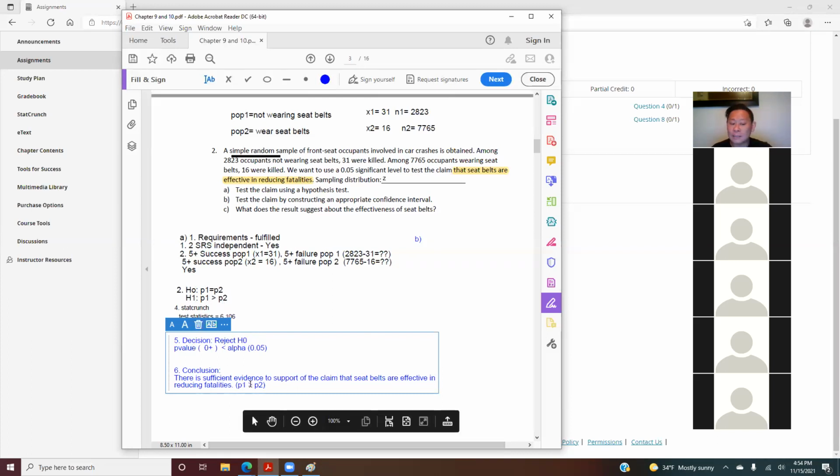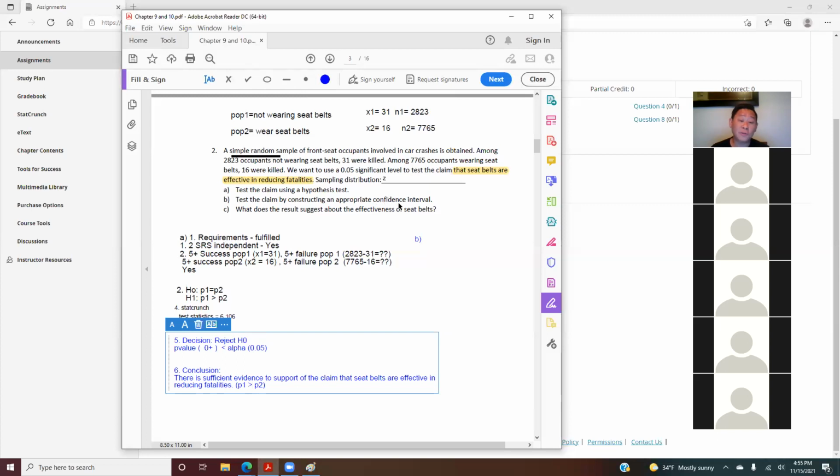The reason why I'm putting this on here is because we're going to do part B, where we also test the claim, but this time we use the confidence interval. And as I mentioned early on, the conclusion that you get from part B is going to be the same conclusion as part A. These two have the same conclusion. If you don't get the same conclusion, something is wrong.